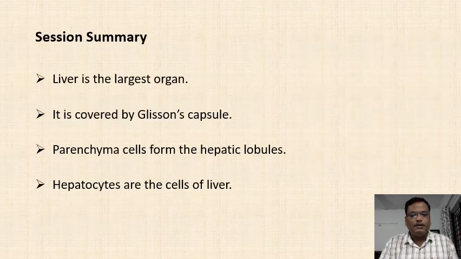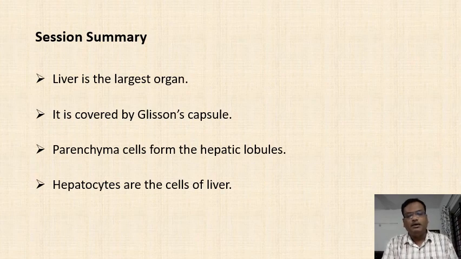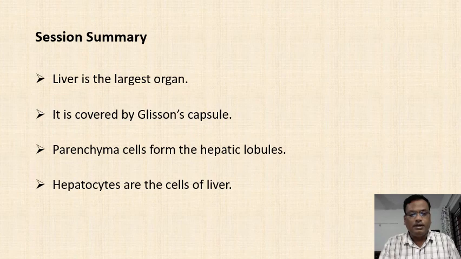And finally, we can summarize that the liver is the largest organ found in the body, and it is covered by Glisson's capsule. Histologically, the liver shows hepatic lobules, and these hepatic lobules are made of the functional and structural part of the liver, that is hepatic cells or hepatocytes or liver cells. So all the functions of the liver are performed by the liver cells. Now that is the study of histology of the liver.